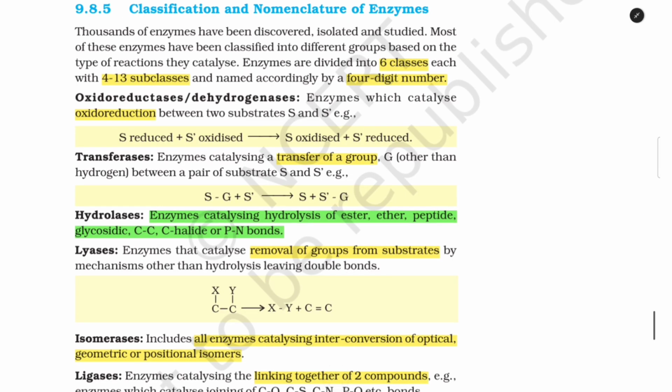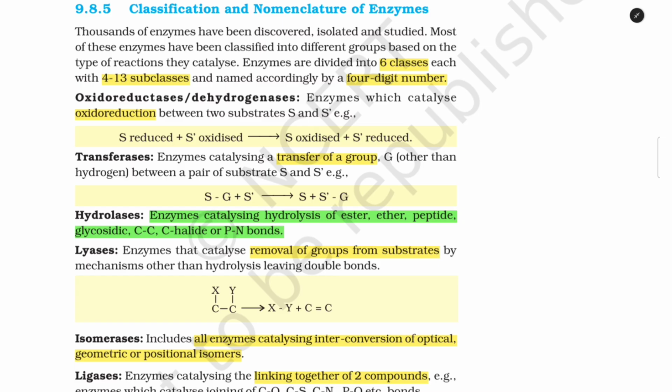9.8.5 Classification and nomenclature of enzymes. Thousands of enzymes have been discovered, isolated, and studied. Most of these enzymes have been classified into different groups based on the types of reaction they catalyze. Enzymes are divided into 6 classes, each with 4 to 13 subclasses, and named accordingly by a 4-digit number.